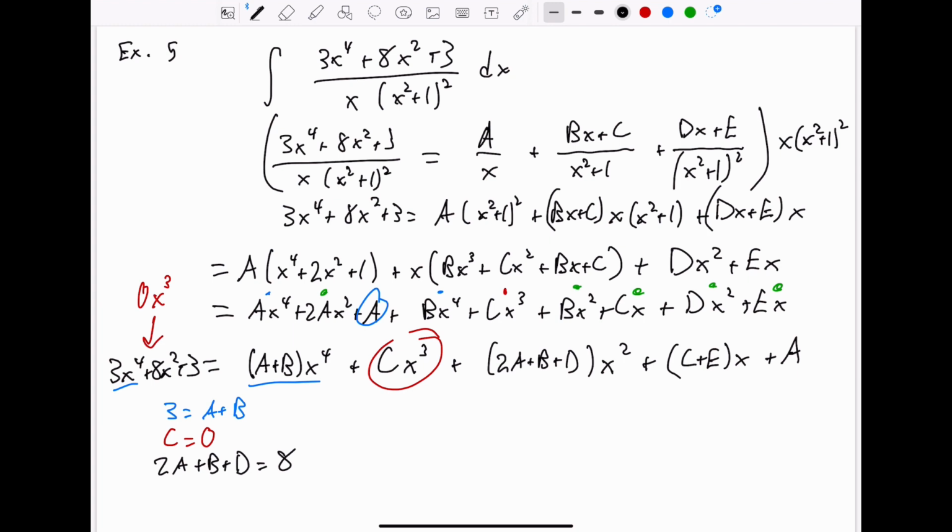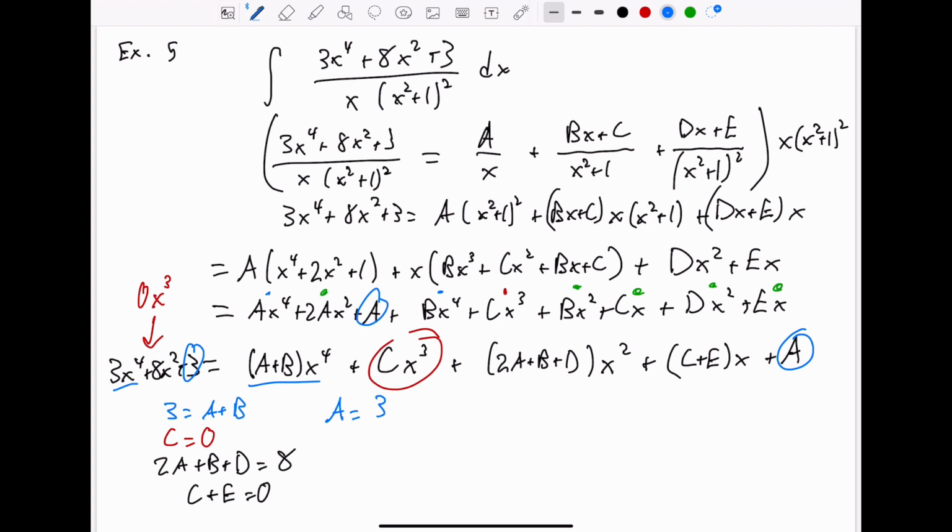And then for linear terms, multiples of x, I have c plus e times x, but there's no multiple of x on the other side. There's a 0x. So c plus e has to equal 0. All right, and finally, the constant terms have to match up. So I have a constant term of 3 over here, constant term of a over there. That tells me that a must equal 3.